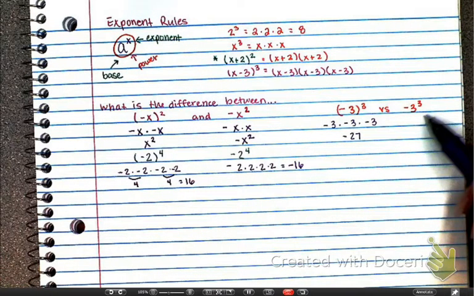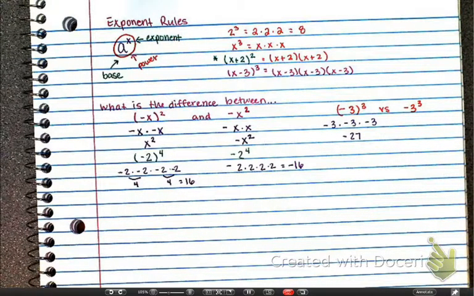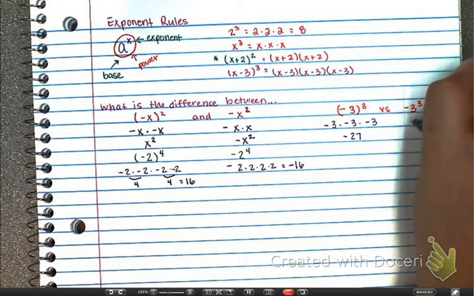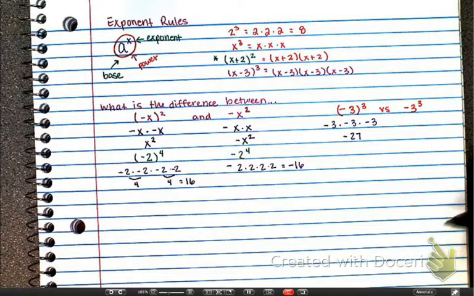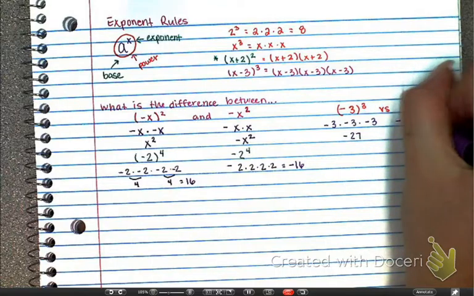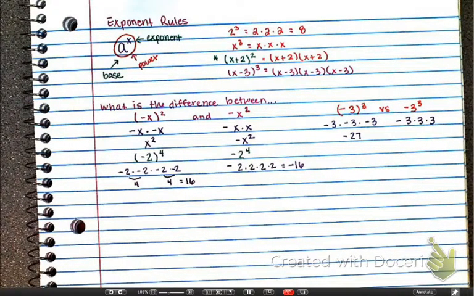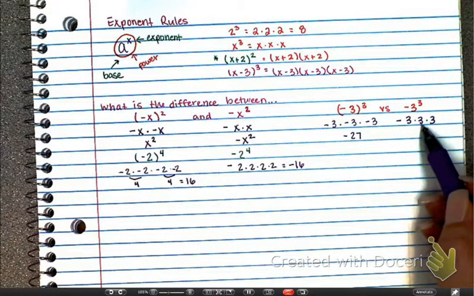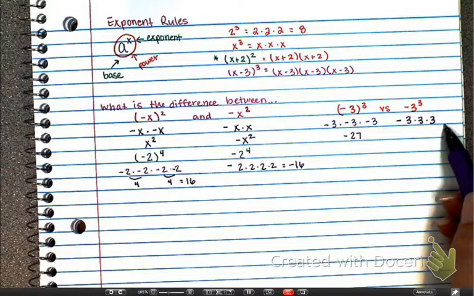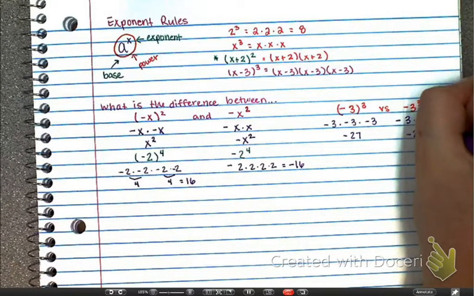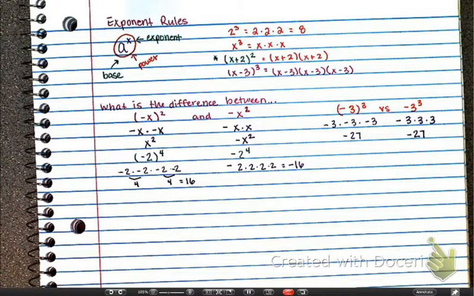Okay, so what does negative 3 to the third power mean? Perfect. There's the negative out front, and then it's just 3 times 3 times 3. Right? So 3 times 3 is 9, times 3 is 27, and then a negative out front. I get the same answer.